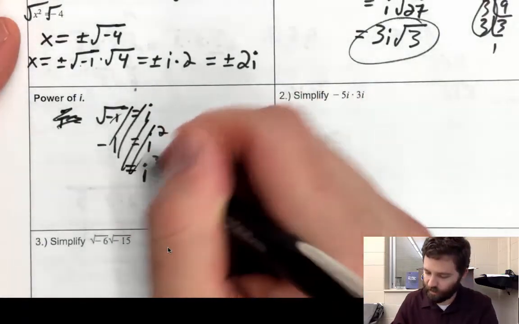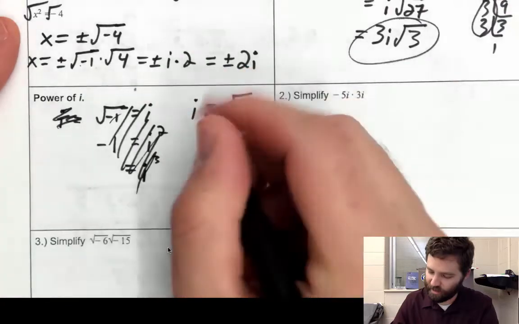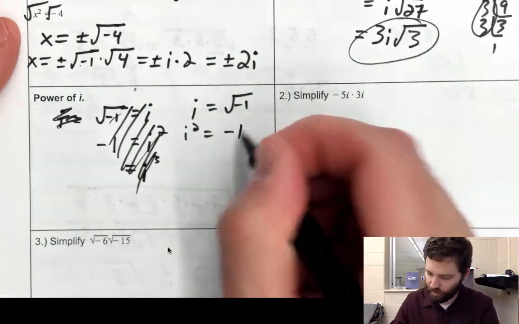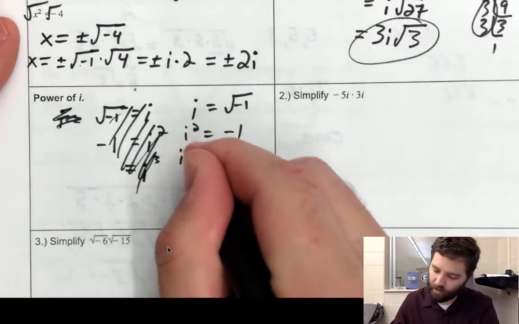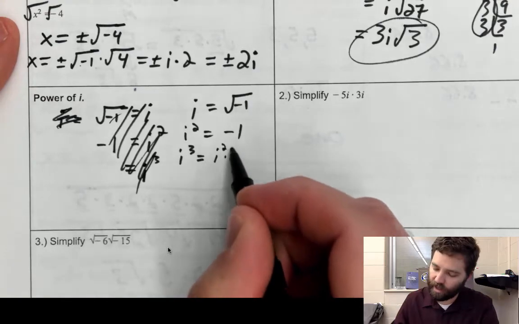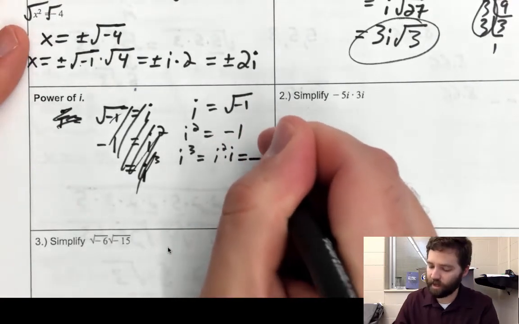You know what? I'm just going to rewrite this. Sorry, I need the i's on the other side. It's going to drive me nuts. So i squared is equal to -1. What about i cubed? Well, i cubed is equal to i squared times i. Well, i squared we just said was -1, so this is equal to -i.